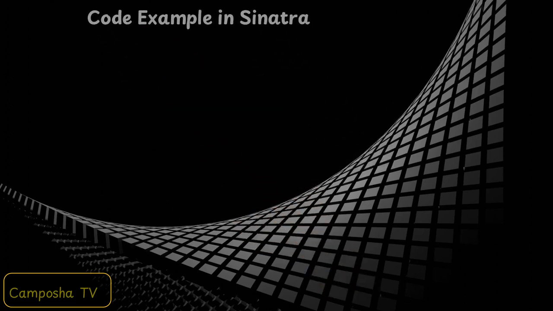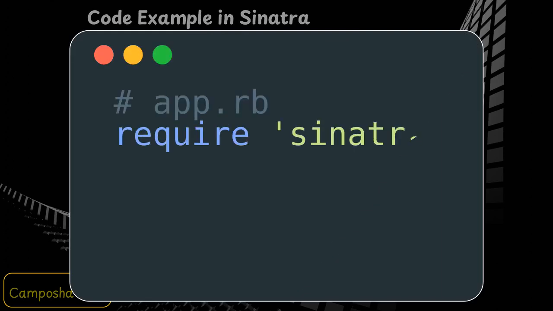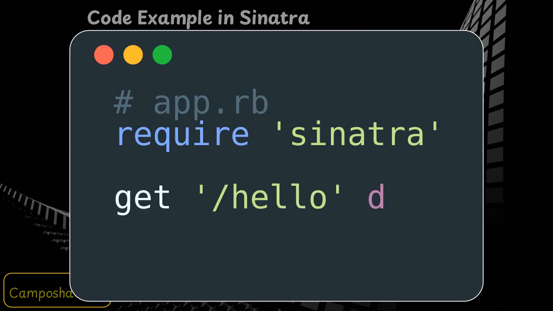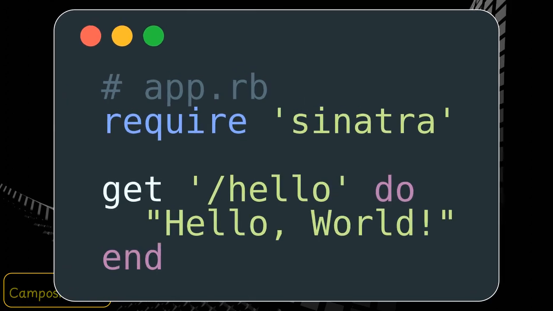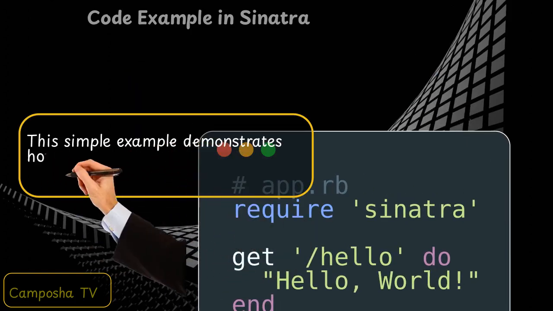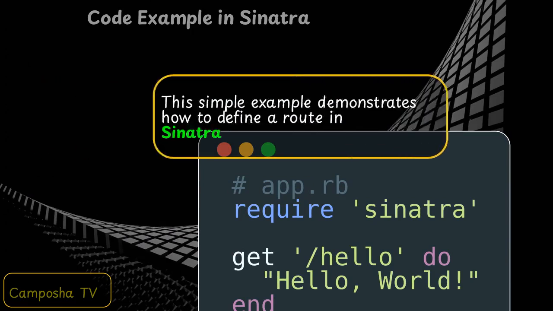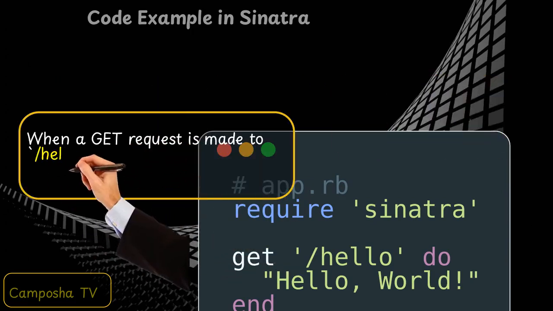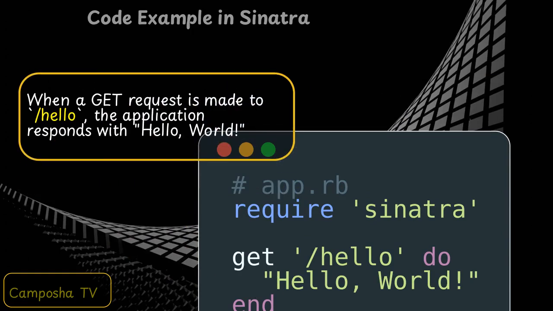Code example in Sinatra. This simple example demonstrates how to define a route in Sinatra. When a GET request is made to /hello, the application responds with hello, world.